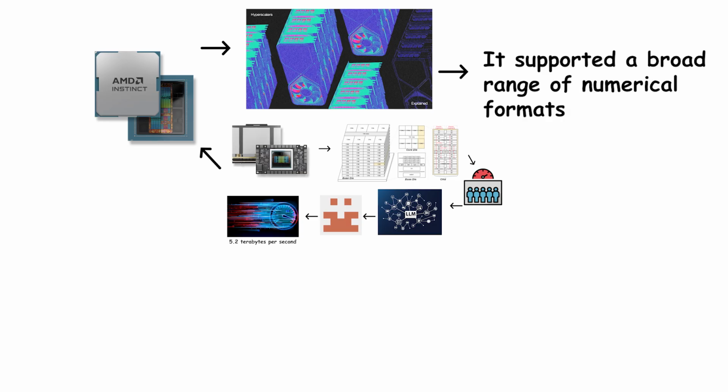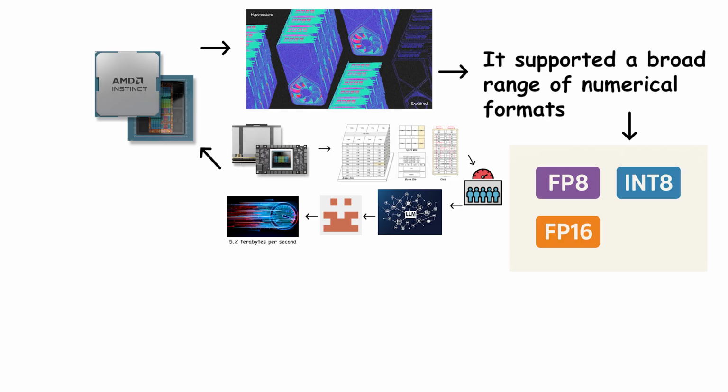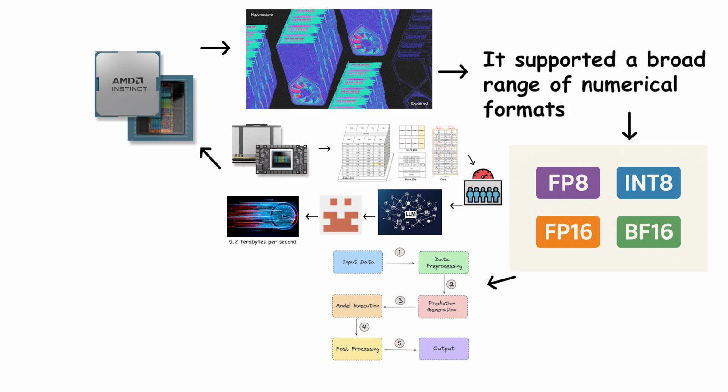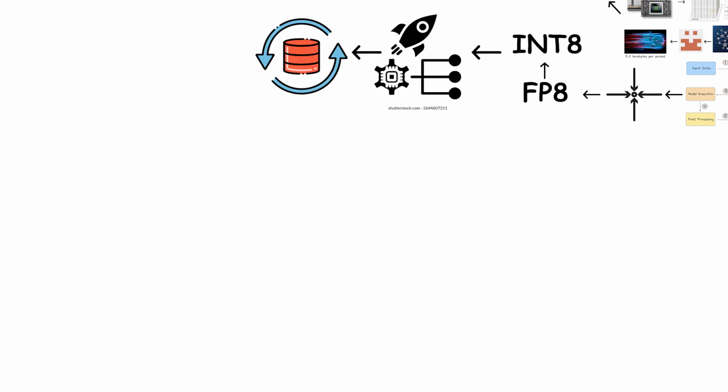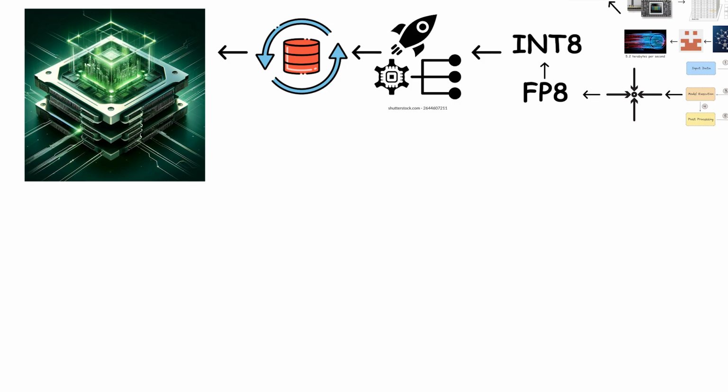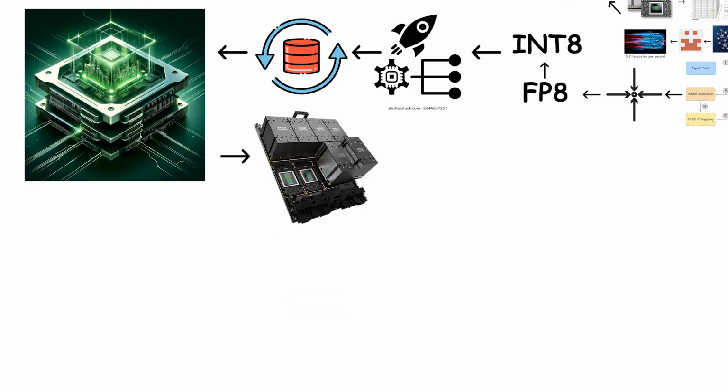It supported a broad range of numerical formats, FP8, INT8, FP16, and BF16, the key types used in AI training and inference. Lower precision types like FP8 and INT8 allow enormous throughput gains because they store less data per operation, letting the GPU process more elements simultaneously. Each MI300X module drew about 750 watts.